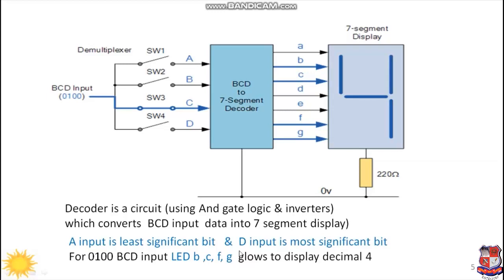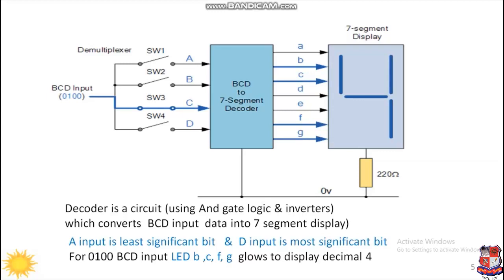Similarly, to glow 9, the input will be 1001. So the A and D switches will be closed and subsequently the LEDs will glow in such a way as to get the digit 9.